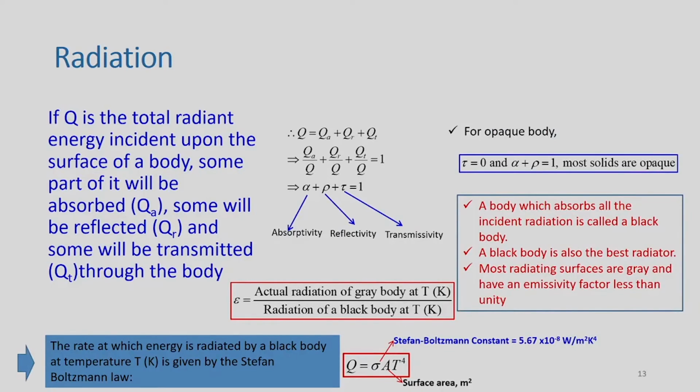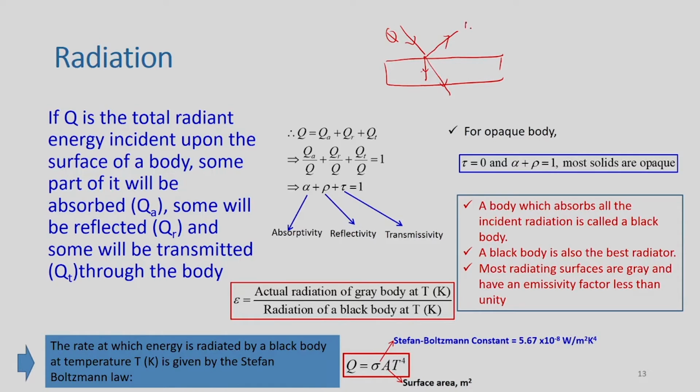So, if we consider Q is the total radiant energy incident upon the surface of a body, some part of it will be absorbed, some part will be reflected. Okay? So, if we consider this is a body and Q is the amount of energy falling here, some part will be absorbed, some part will be reflected, some part will be transmitted.